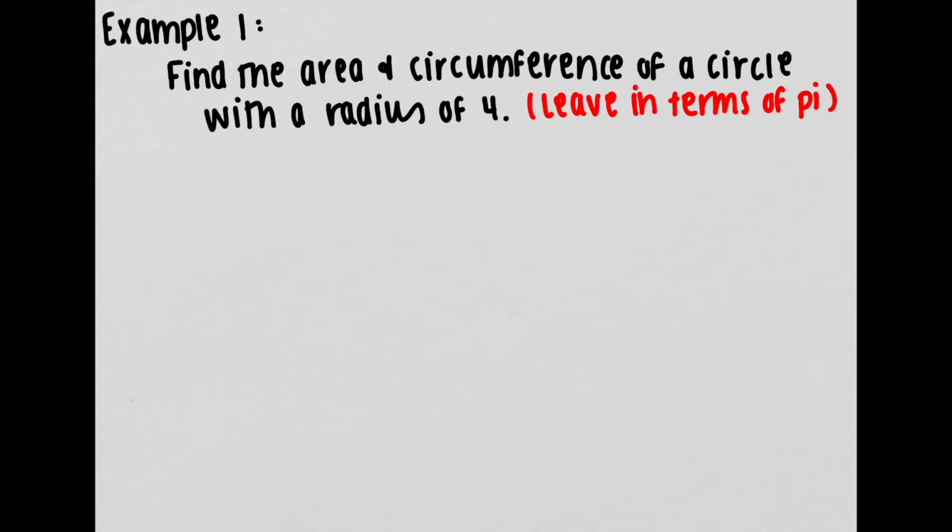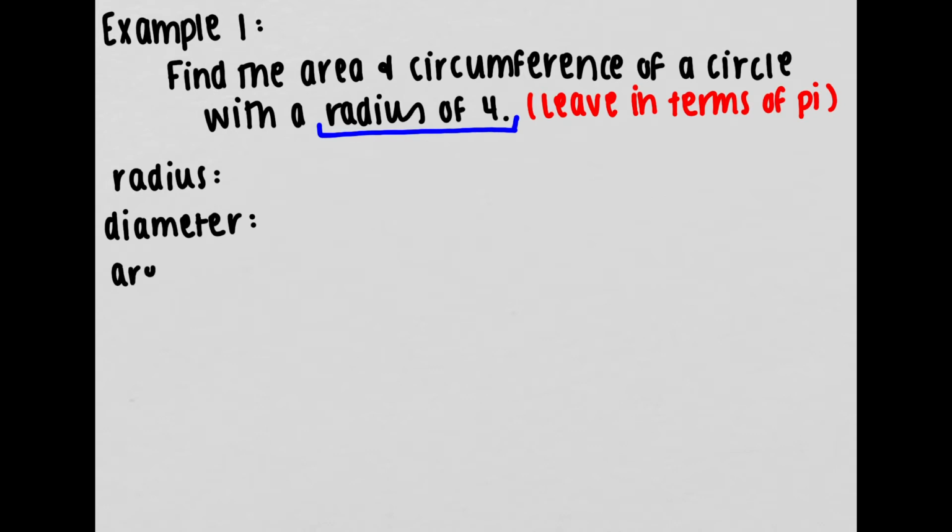So this first example I'm going to do, it says find the area and circumference of a circle with a radius of 4. So first thing we look at what we're given. We're given that this circle has a radius of 4. So I'm going to be looking for the radius, which I already have. I'm going to go ahead and figure out what the diameter is because I use it for one of my formulas. And then the problem asks me for the area and the circumference.